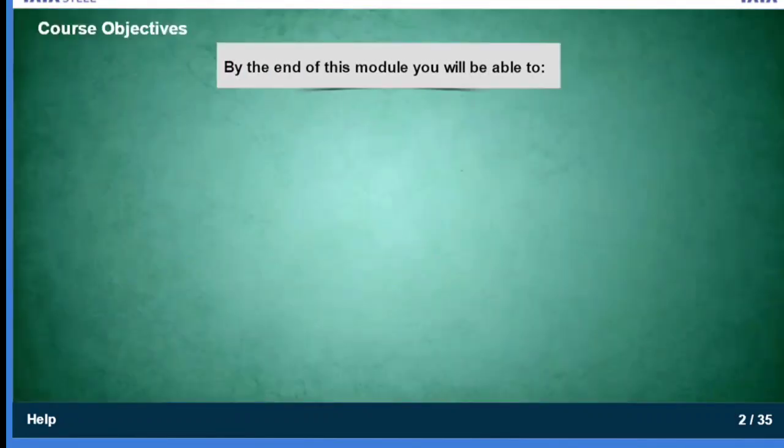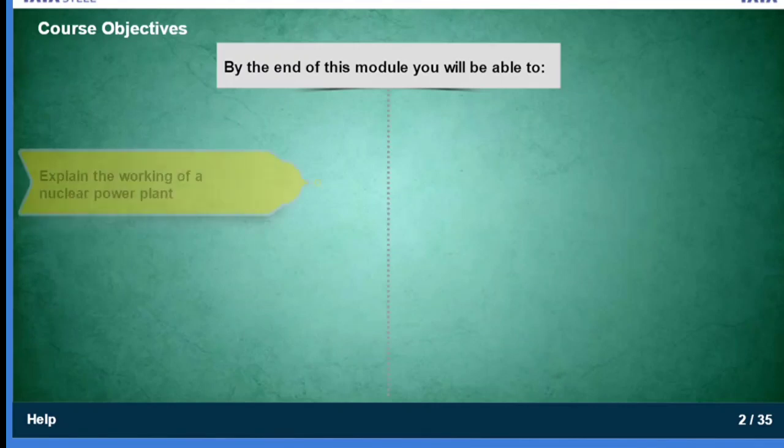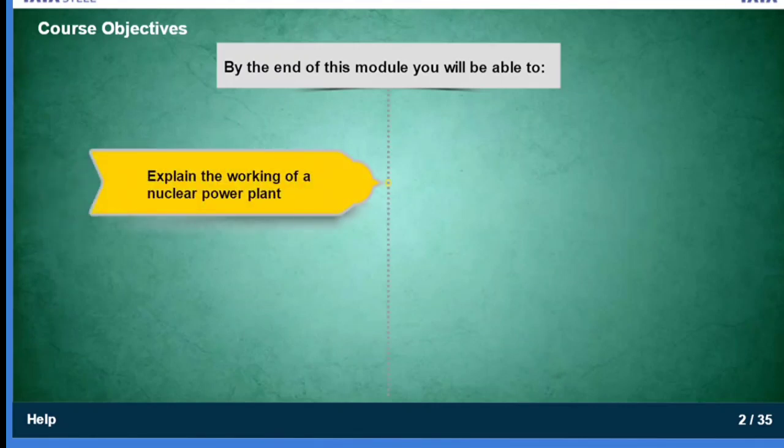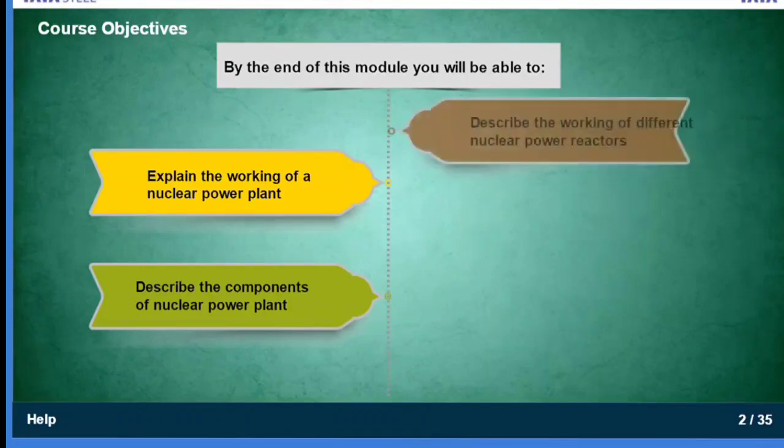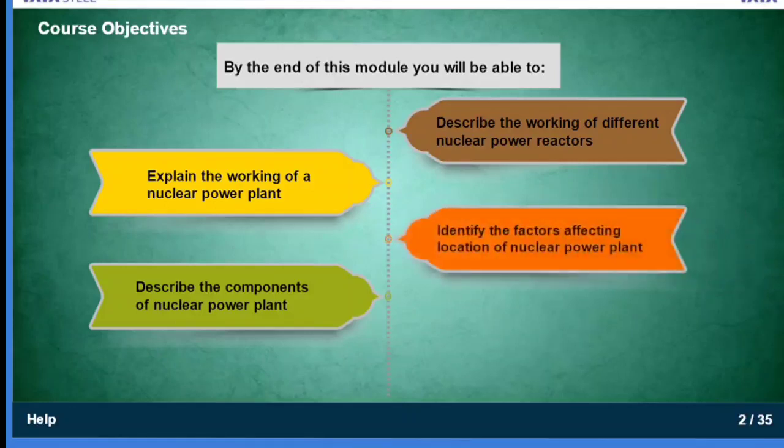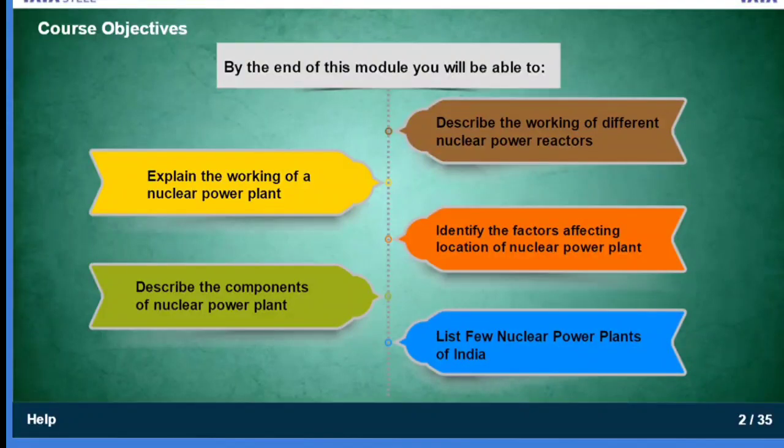By the end of this module, you will be able to explain the working of a nuclear power plant, describe the components of a nuclear power plant, describe the working of different nuclear power reactors, identify the factors affecting location of a nuclear power plant, and list a few nuclear power plants of India.